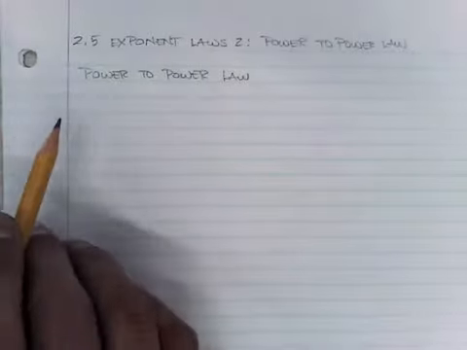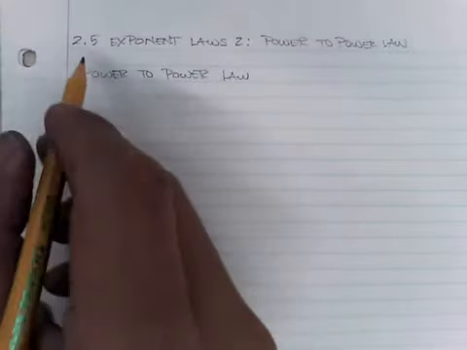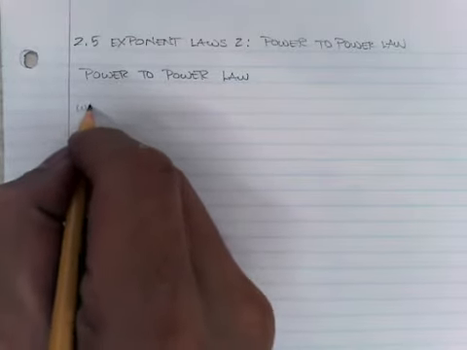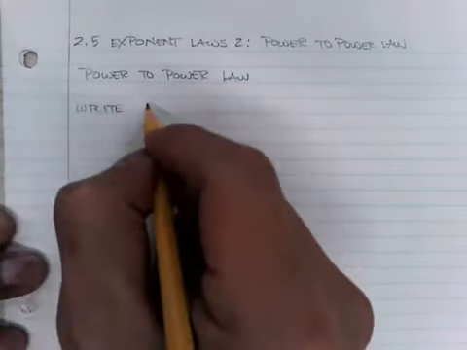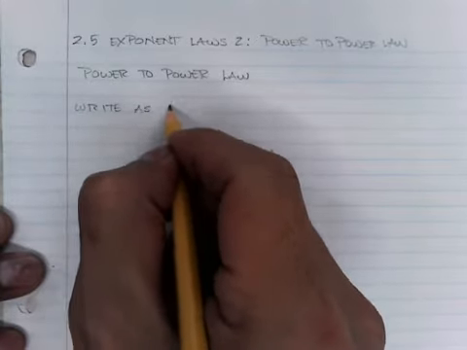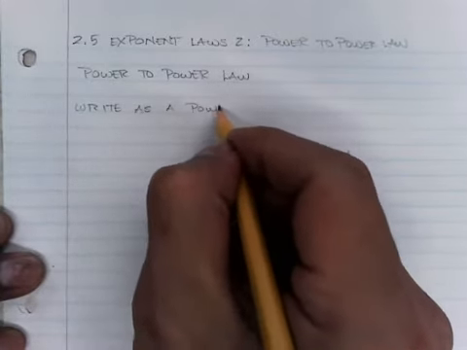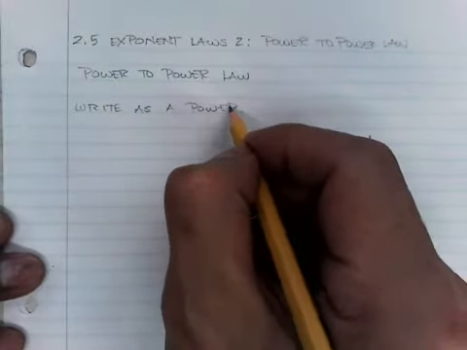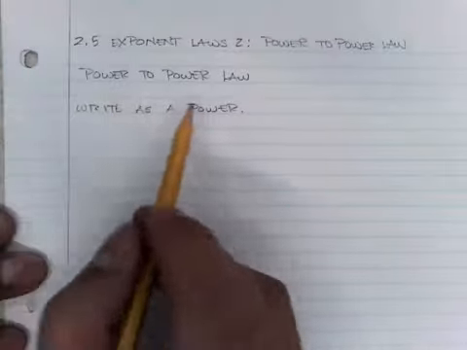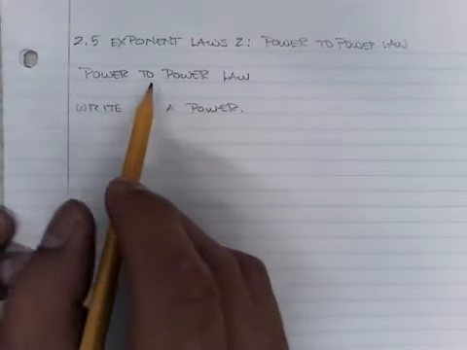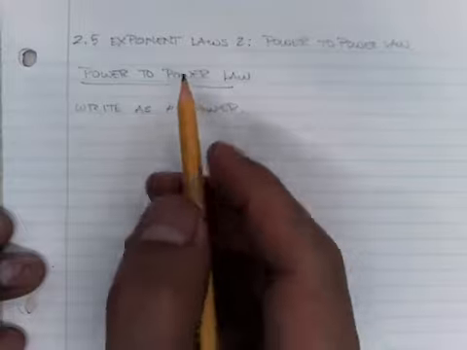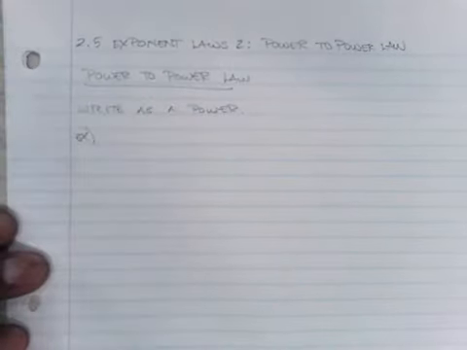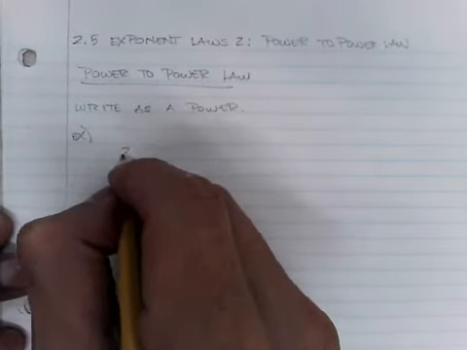I'm just going to demonstrate how this happens with an example. Again, if the question asks you to just write as a power, then your final answer will just have a base with an exponent on it. So let's try at the same time to define what power to power law really means or how it happens. For example, let's say you have a power 2 to the 4.